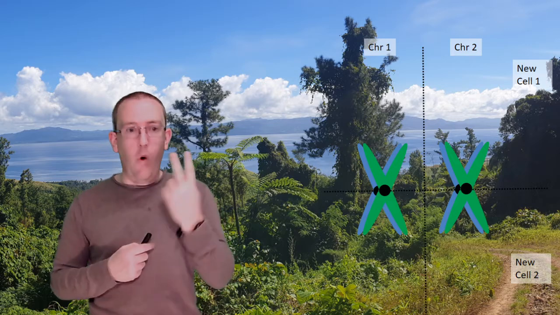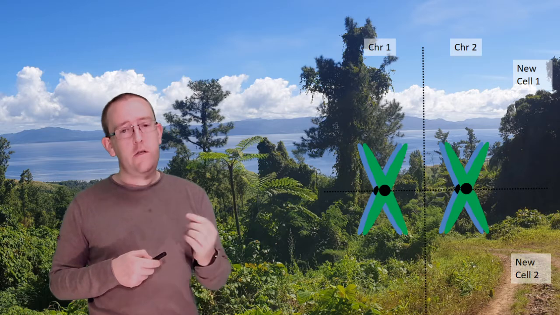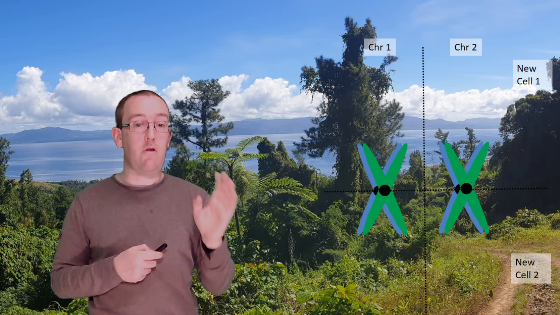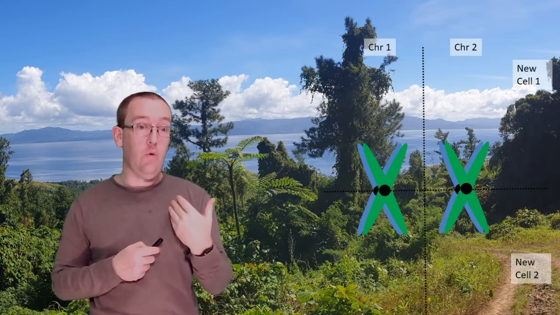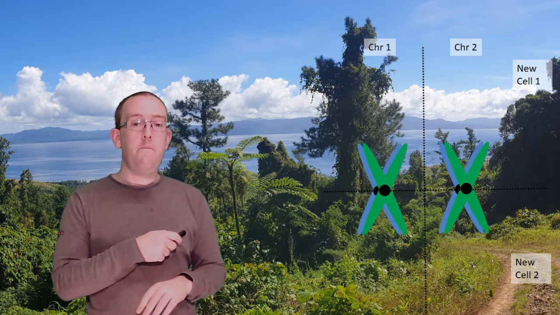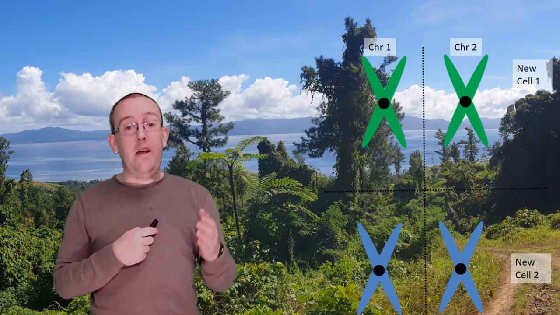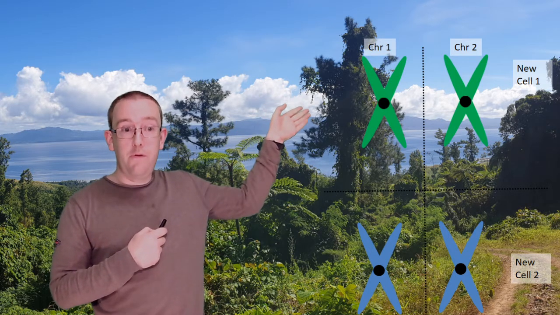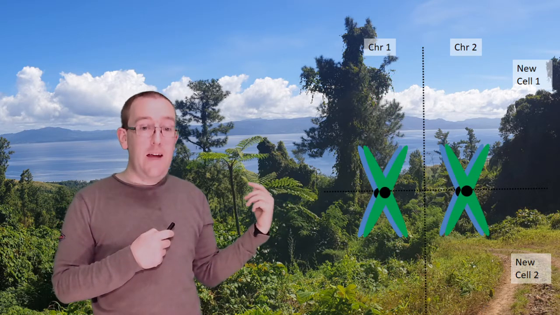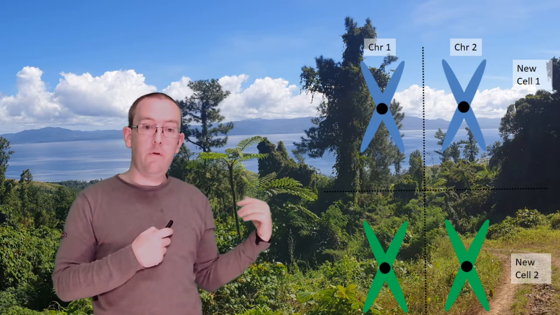You don't just have one pair of chromosomes. You've got 23. Different animals have different numbers. So here are the possibilities that could happen with 2 chromosomes. This is maybe chromosome 1 and chromosome 2 in you, the first 2 pairs of chromosomes. They line up, they form their lovely tetrads, then maybe new cell 1 gets both the maternal and new cell 2 gets both the paternal. Possible. Maybe it goes the other way around, and new cell 1 gets both the paternal.